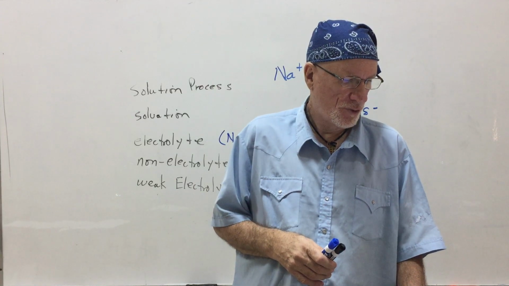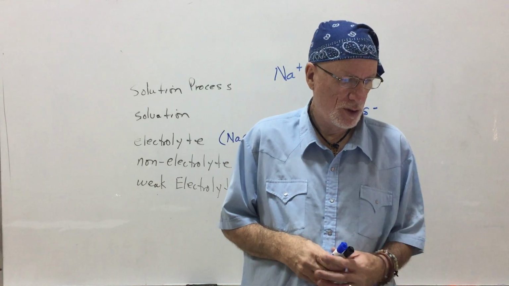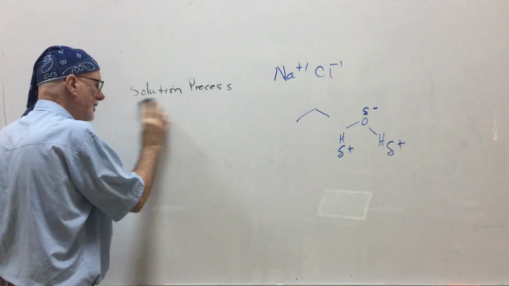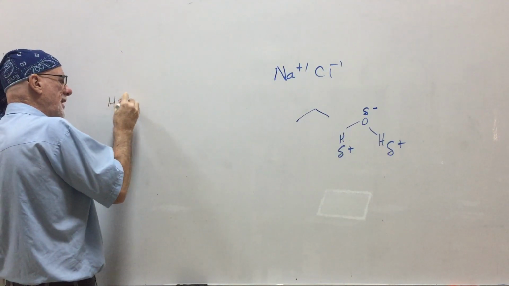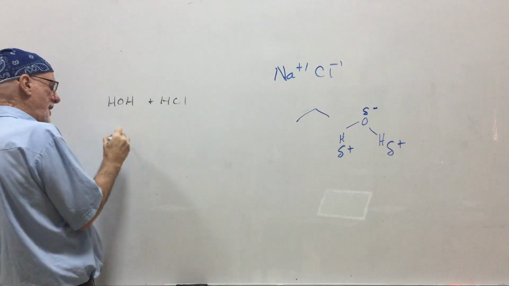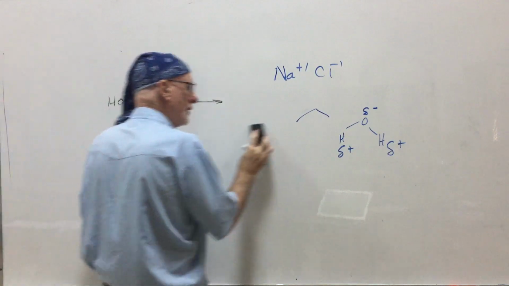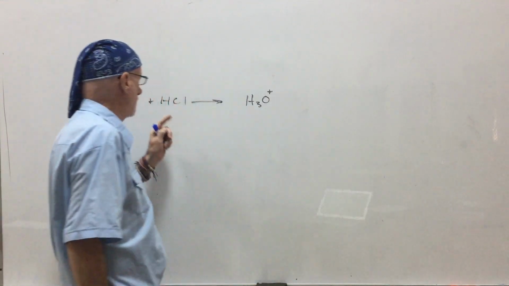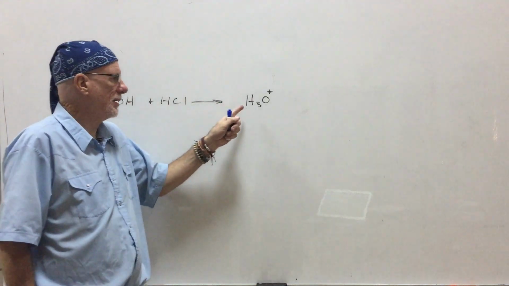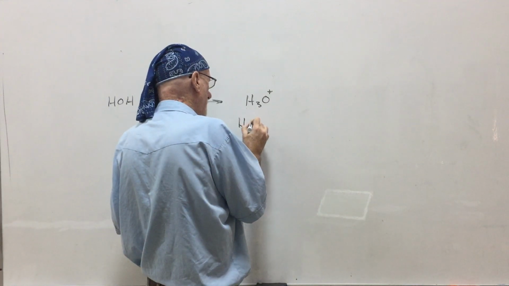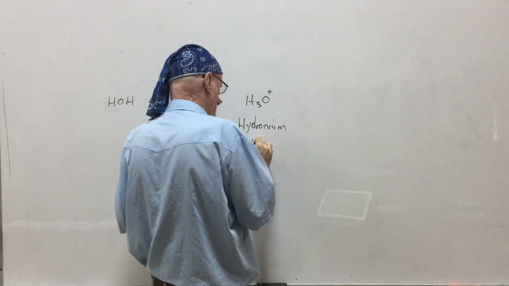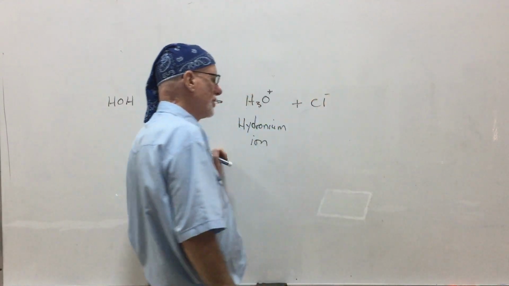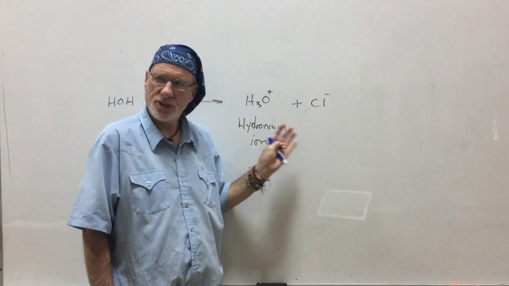Now, for something to conduct electricity at all, it has to be in the ionic state. So for instance, if I take water, let's write it HOH plus HCl. That's going to make H3O plus charge. It doesn't really go as a proton, as an H plus. That's called the hydronium ion. Hydronium ion, H3O plus charge, plus Cl minus charge. Yes? This will conduct electricity.